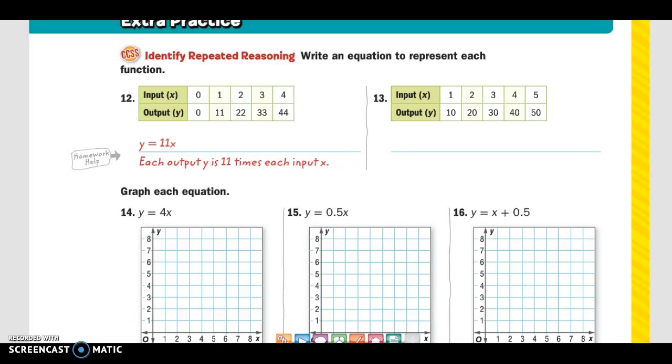So they got y equals 11x, which means to get from the x row, which is 1, 2, 3, 4, to get to the bottom, they multiplied by 11. Let's look at 13. So I know we're going to start with y equals. How do we get from 1 to 10, 2 to 20, 3 to 30, 4 to 40, 5 to 50? We multiplied by 10, so we have 10x.